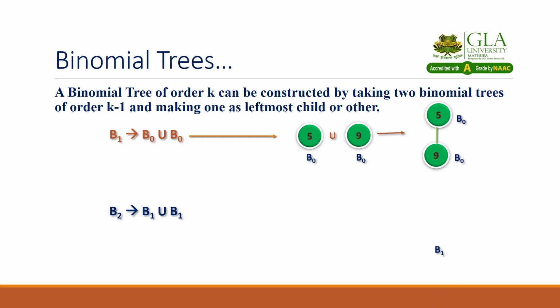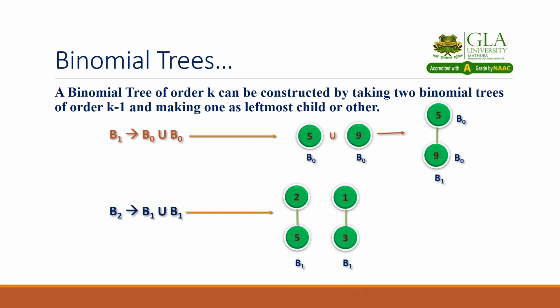This is B1. Now we are going to construct B2, meaning a 2 order binomial tree. It will require 1 order binomial trees. So there is a B1, then another B1, and now you have to decide which one will become the leftmost child. One has root 2, the other has root 1, so this will become the leftmost child of this tree. So you can unite them and form the binomial tree. This will be a binomial tree of order 2.